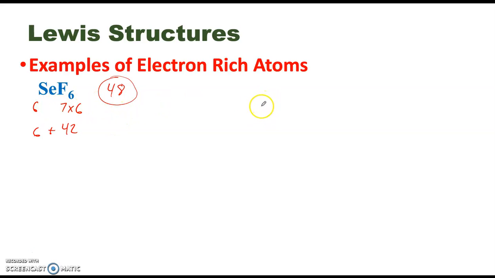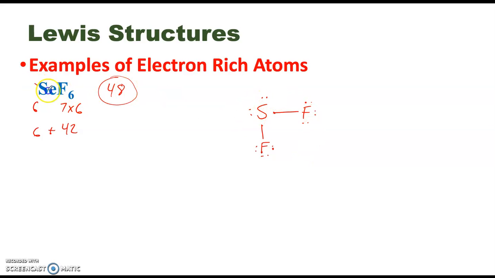Now, selenium has 6 valence electrons, so it looks like this. 1, 2. Now, there's 6 fluorines. Each fluorine forms 1 bond. So you'd pretty quickly probably go like this. Put your dots in there. And now you'd be like, okay, I'm done. This is it. All of my single dots are used up.